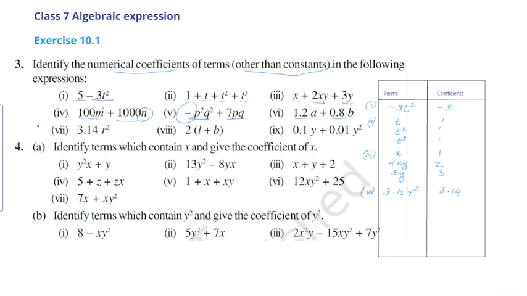Here, look at the 8th question. For the 8th question, we have 2 into L plus B. This is nothing but 2L plus 2B, right? Here L and B are variables. How many terms are there? 2L, 2B. What is the numerical coefficient? 2 and 2. Similarly, you can find out the numerical coefficient for the next question also. Okay.